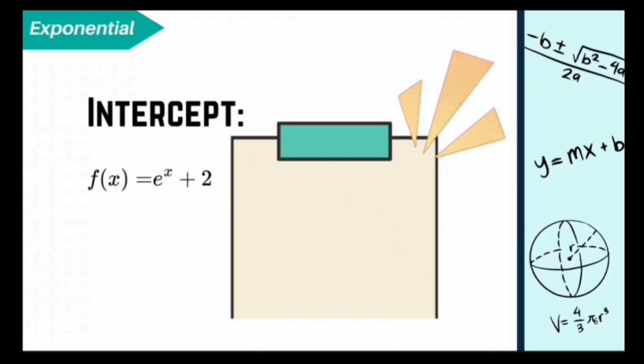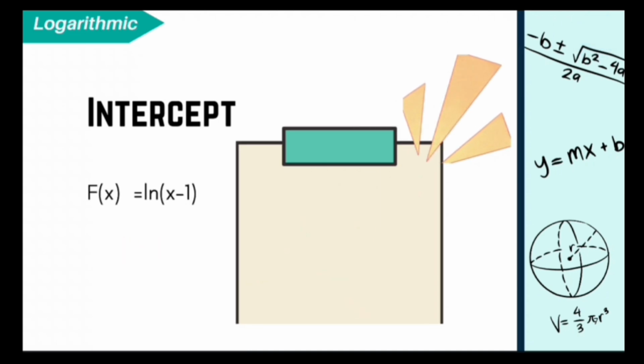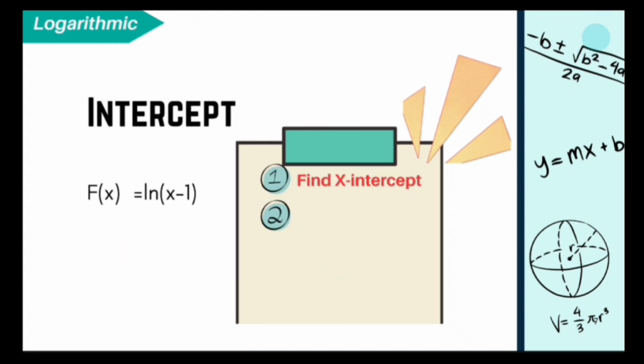For an exponential function, we need to find the y-intercept. So we just substitute x equals 0 into the function, then we get the value of y. On the contrary, for a logarithmic graph, we need to find the x-intercept. So we just substitute y equals 0 into the function and get the value of x.